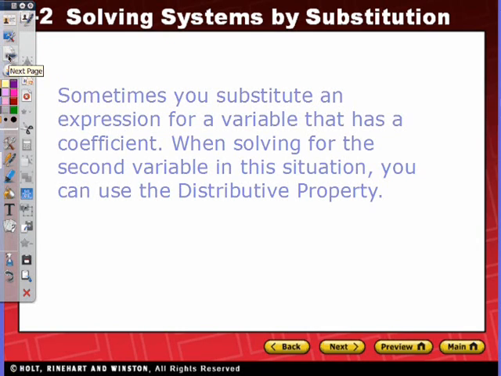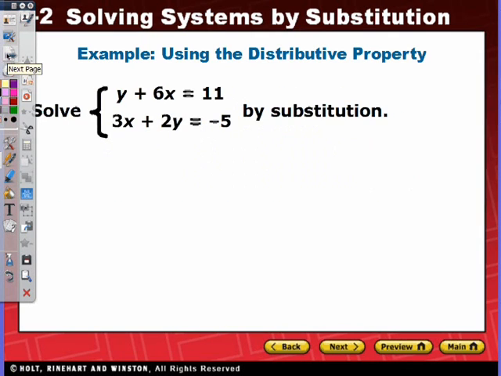When your second equation has a coefficient, whatever you're substituting in, you're going to have to make sure that you use the distributive property. So I don't think you really need to write anything down from this slide. You just need to pay attention to what you're doing when you're doing your algebra. So let's try an example that looks like this. A little harder. y plus 6x equals 11. 3x plus 2y equals negative 5.